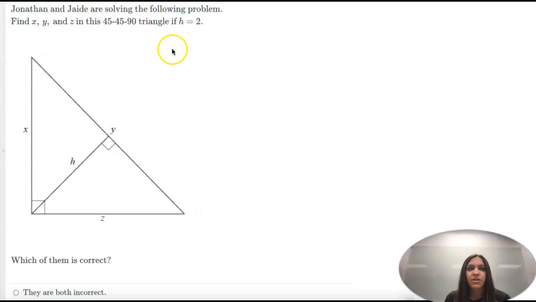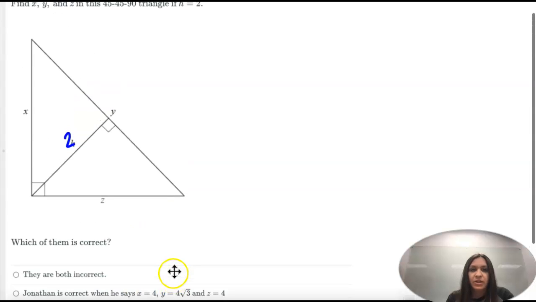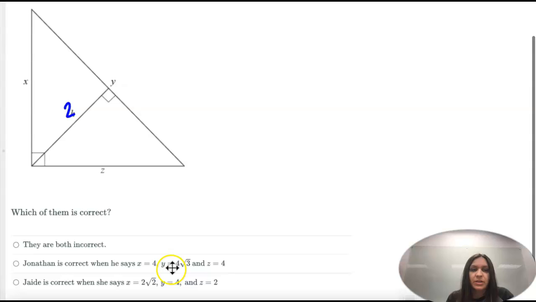Jonathan and Jade are solving the following problem. Find x, y, z in this 45, 45, 90 triangle if h is 2. Okay. Jonathan is correct, Jade is correct. So let's see.